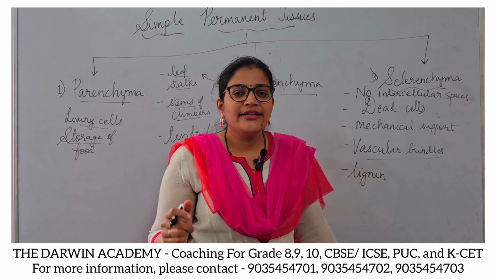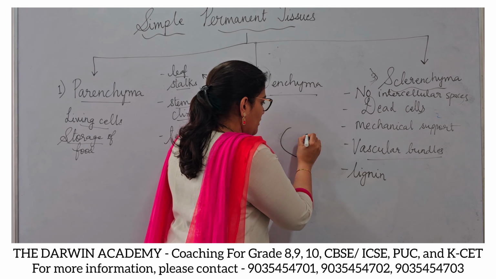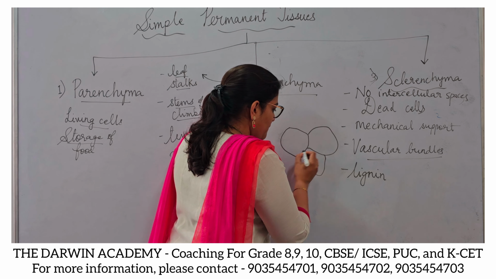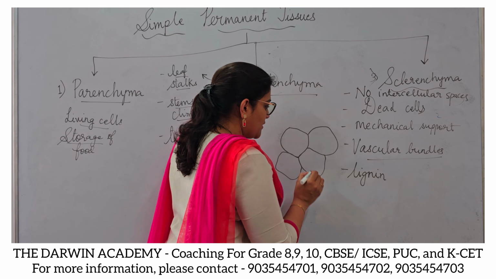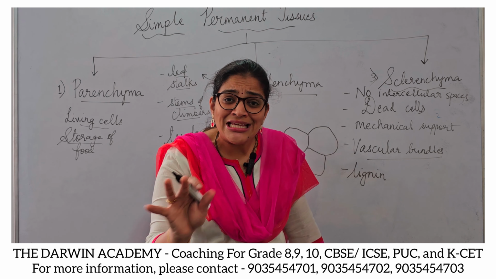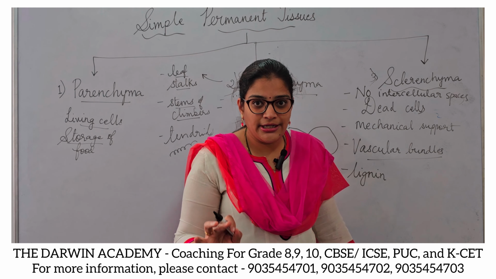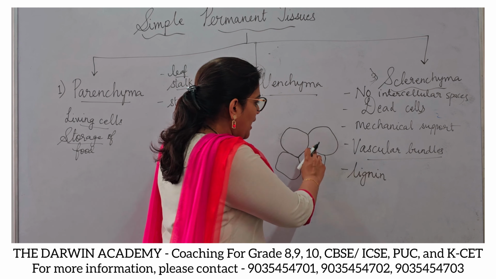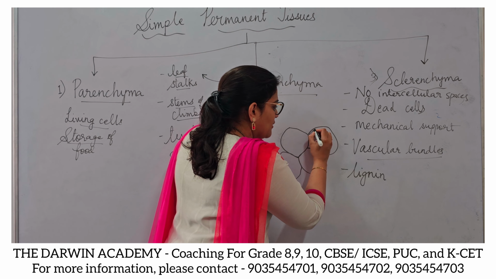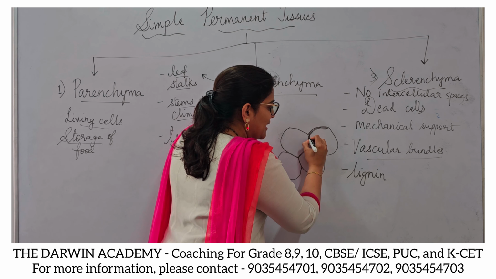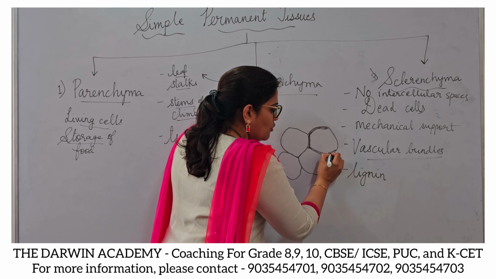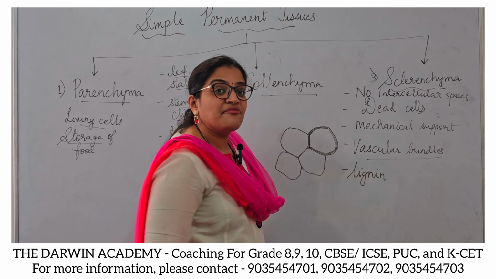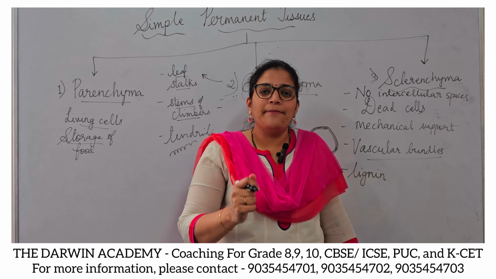If I take a section of sclerenchyma tissue and observe it under the microscope, you will notice that these cells don't have any cell contents because they are dead at maturity. They are compactly arranged, there are no intercellular spaces, and their walls are deposited with a lot of lignin. So this will provide the cells with enough mechanical support to stand upright.